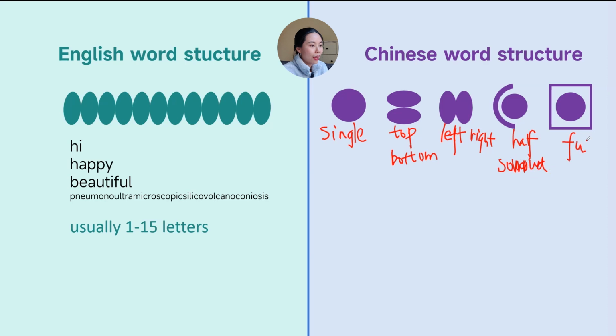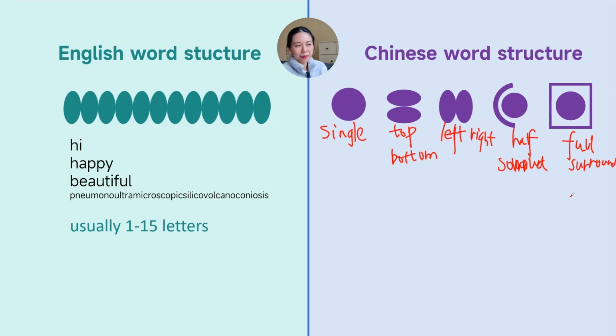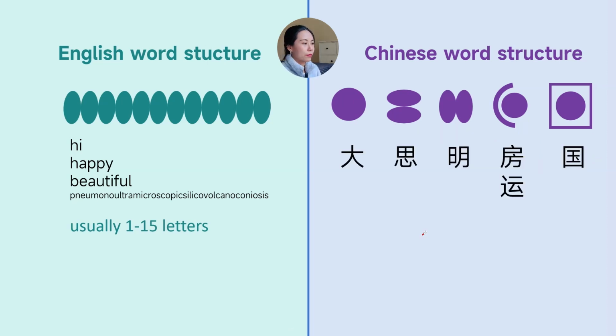And you can have fully surround. Okay, what does that mean? Yeah, let me show you some example. Like this one, this is the single structure, and you can't really cut it in half, right? Because every stroke is connecting to each other. Yeah, this is single.